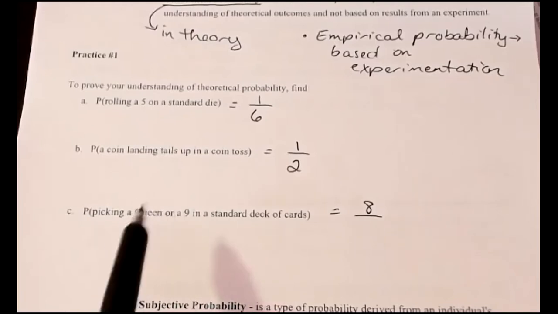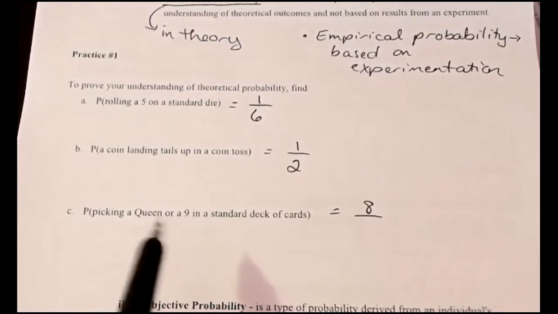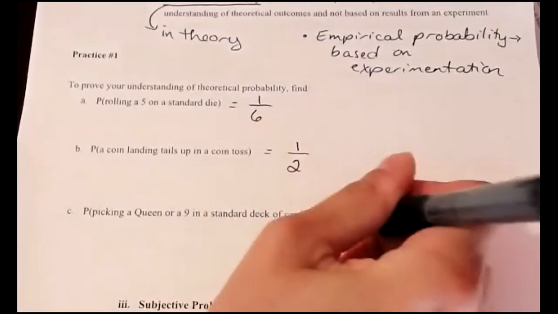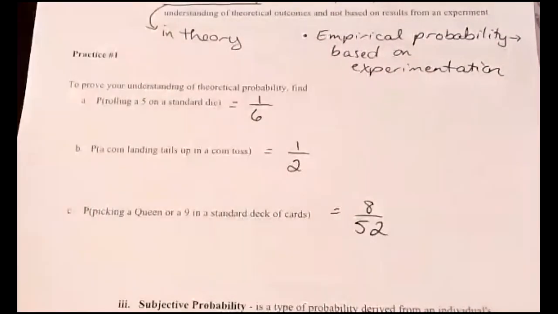So there are 4 queens, there are 4 9s, there are 4 of any type of card in a standard deck of cards. So 4 and 4 make 8 out of 52 total cards.